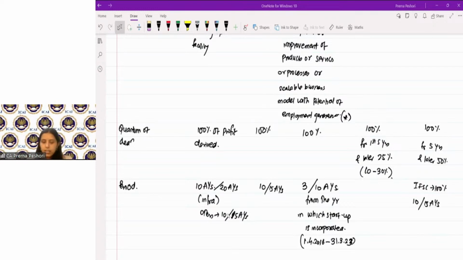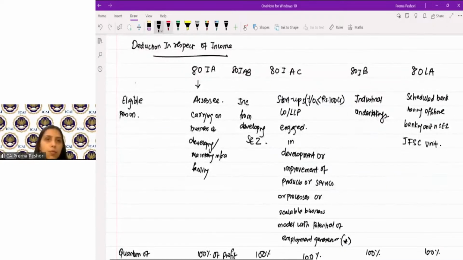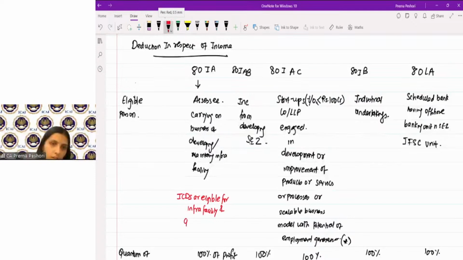All these case laws are available in your module. So I may not write it down again and again, but you can just see it from your module itself. It is in the case of Container Corporation of India Limited. So maybe you can just write it down in a few words here so that when you are revising, it will be easier for you. ICDs are eligible for infra facility and qualify for 80IA. Okay.